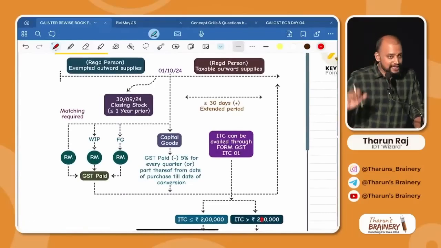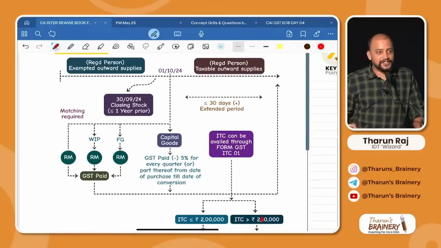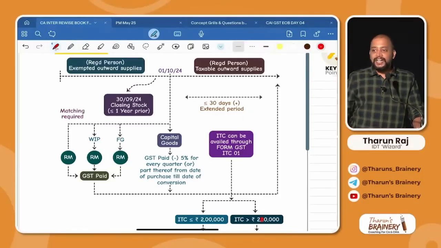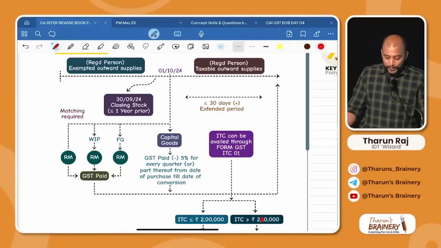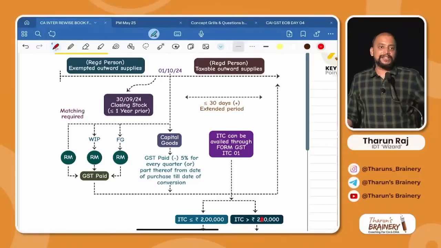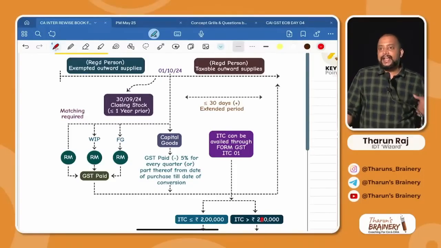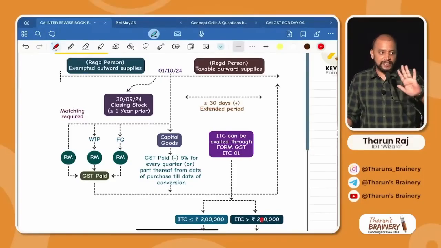Ditto, copy paste, correct? Including the mistake, it is copy pasted. So everything is the same, no change in that. But the only difference is the situation. In case of 18.1C, it is composition scheme to normal scheme, whereas in this case, exempted supplies to taxable supplies.